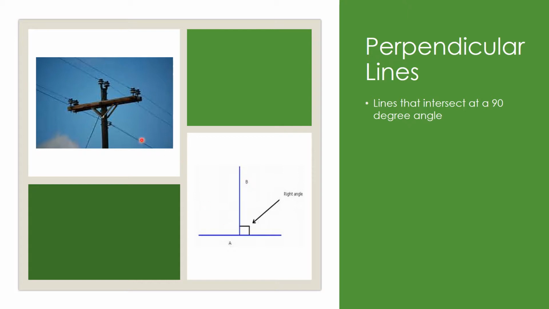You have seen it with the telephone poles. You can see the perpendicular lines right here. They meet at that 90-degree angle. So we can put our chair right there.